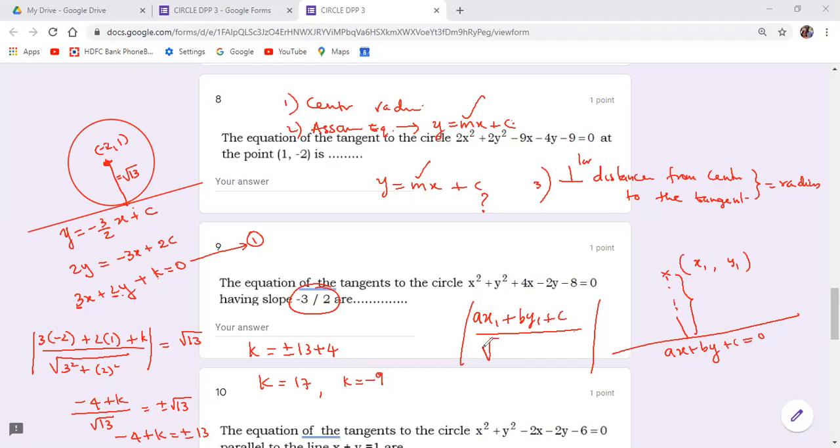And the denominator is root of a square plus b square. This is the formula. Is it clear? Why modulus? Because distance cannot be negative.